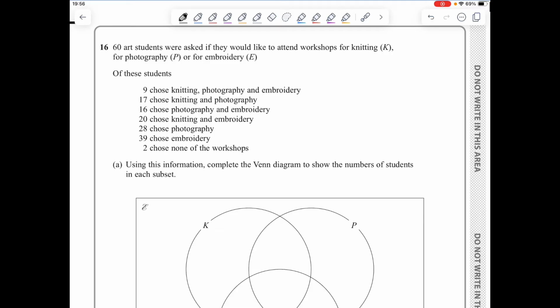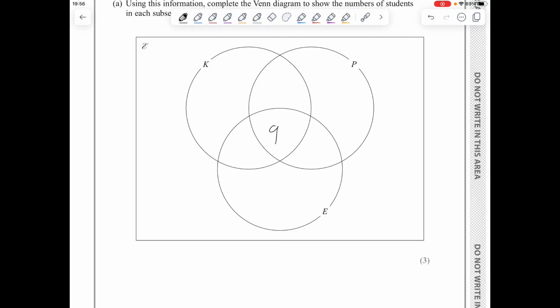For question 16a, I'll start with the central region. So I have a 9 here. And then the region above, which is the knitting and photography, has 17 minus 9, which is 8. Now these two regions here are equal to 16. So this is 16 minus 9, which is 7. And these two regions here now are equal to 20. So 20 minus 9 is equal to 11.